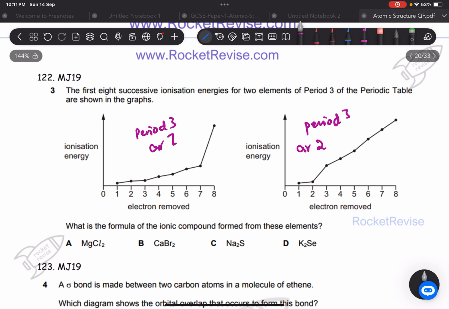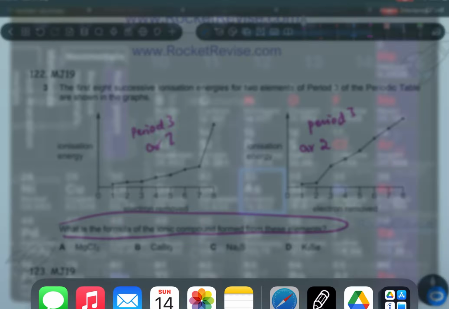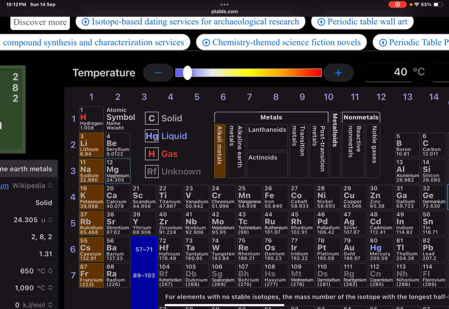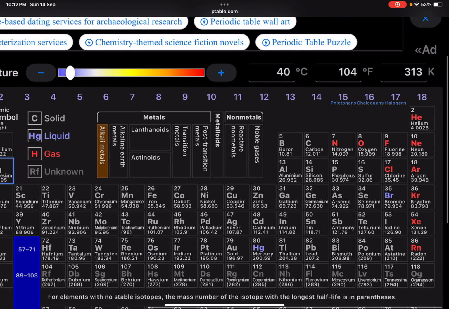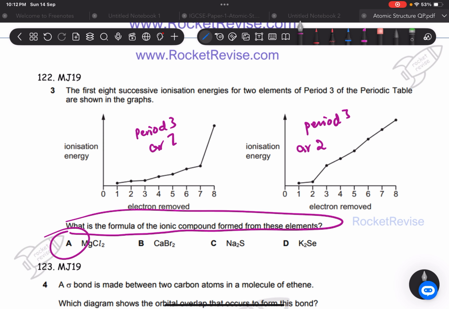So what is the formula of the ionic compound formed? I'd go to my periodic table and check period 3, this is my period 3. In group 2 I have magnesium, and in group 7 I have chlorine, so it should be MgCl2, magnesium chloride.